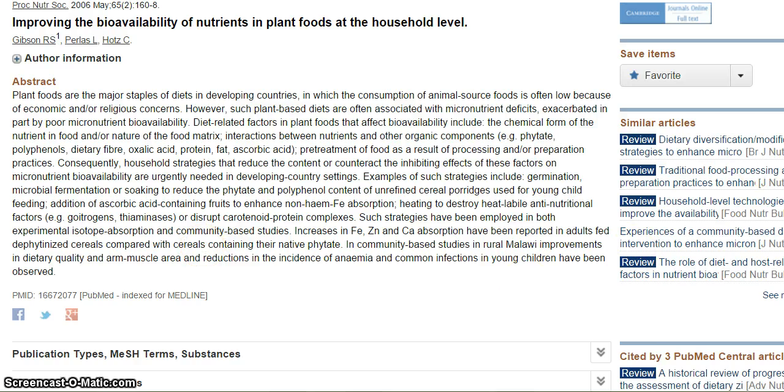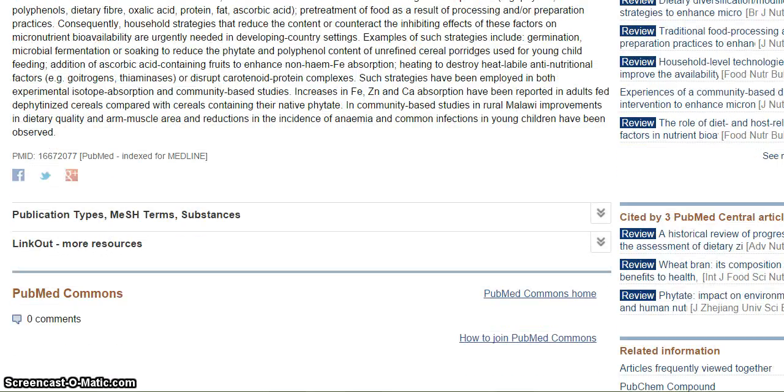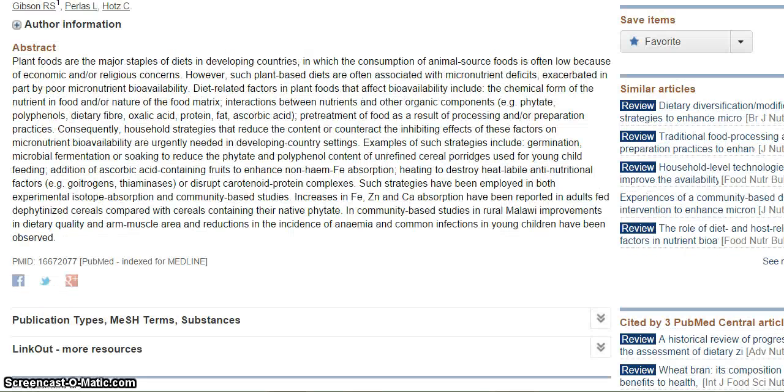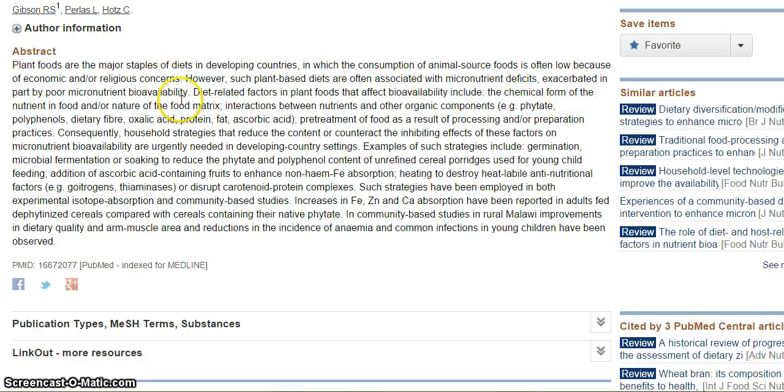So, these guys are calling it out for our type of area.